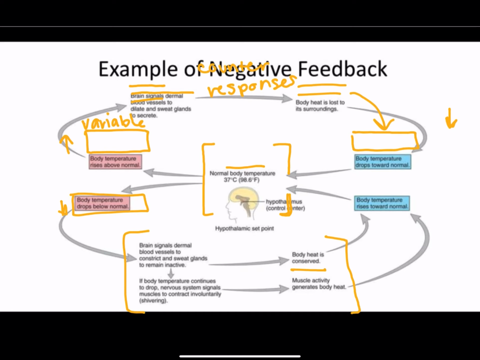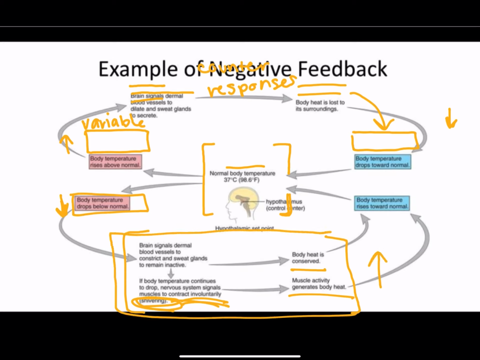Or your body temperature continues to drop, and the nervous system signals muscles to contract involuntarily, which is actually shivering, and your muscle activity is going to generate body heat. All of those things, our body temperature has dropped, all of those things are going to help our body temperature rise. So again, these are our counteracting responses. Okay, and we are doing the opposite of whatever our variable was.